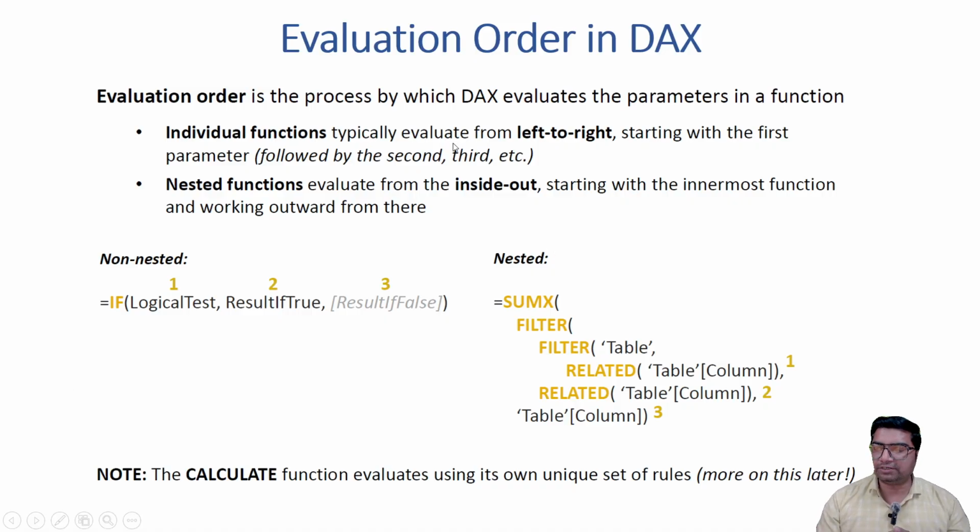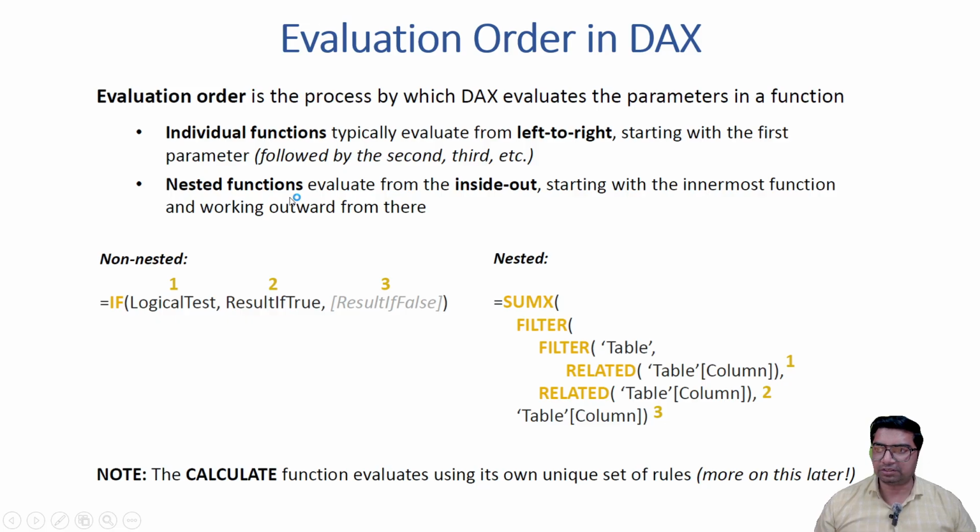Now let's try to understand our topic, the evaluation order. Evaluation order is simply the process by which DAX evaluates the parameters in the functions. It has two types: one is the individual function, the second is the nested function. Let's understand the individual function first. It works left to right. Suppose this is a non-nested function with a logical test. This is evaluated first, then gives the result, then it goes for the second, and then the third. That is basically how it works.